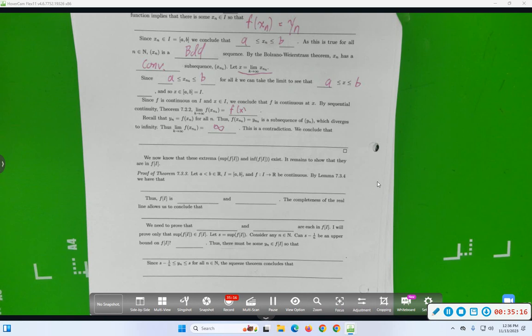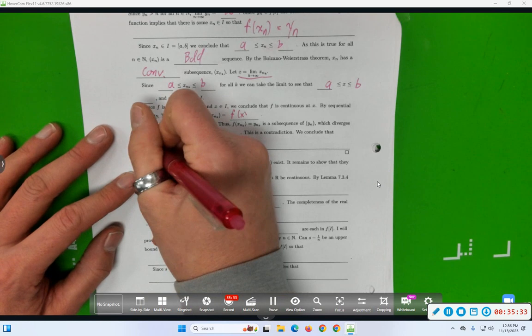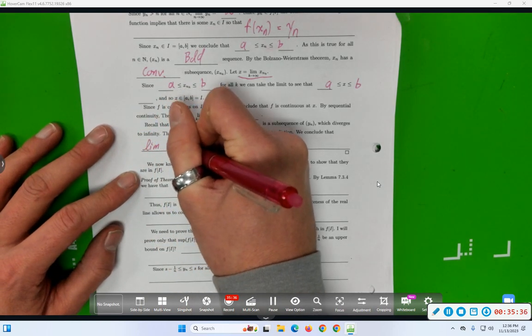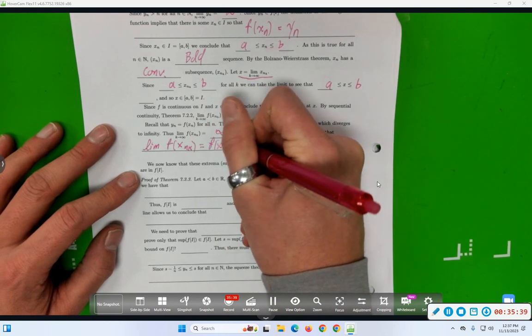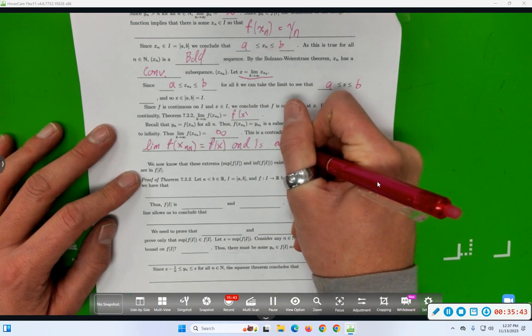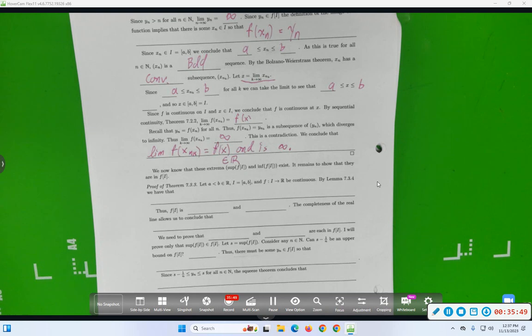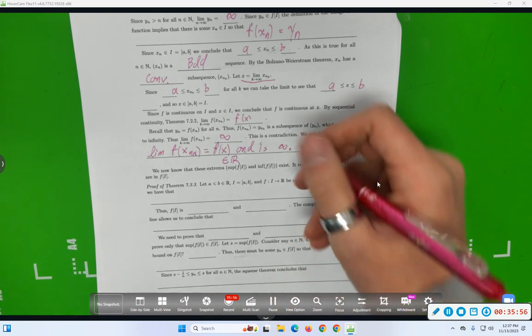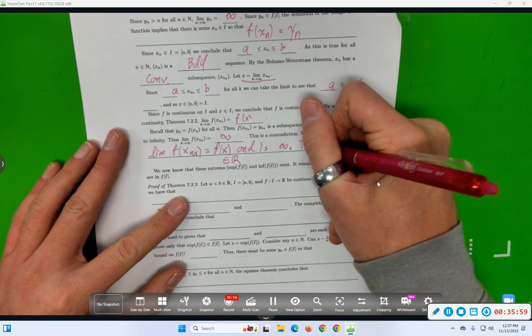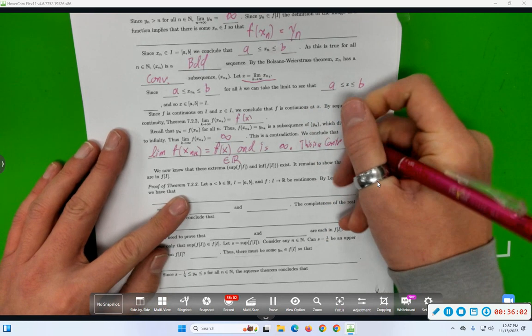Oh wait, is that a contradiction? Yeah, what's the contradiction? The limit as k approaches infinity of f of x sub n sub k is not equal to itself. Yeah, right. Maybe the limit is a number, but it's also infinite. Can't be both. Oh, but that's not what goes in that blank. This is a contradiction.